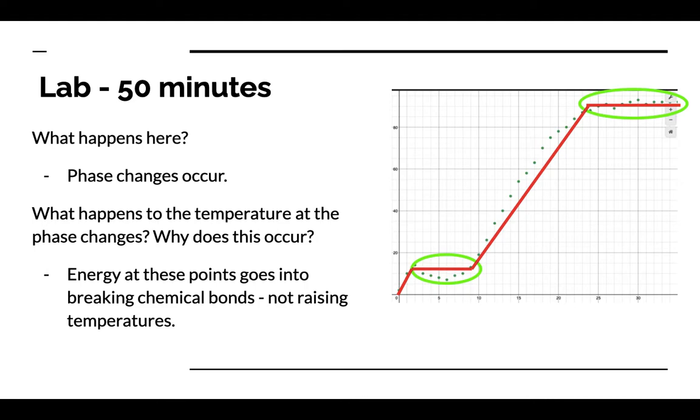So the reason why this happens, and what we're about to explore in greater detail, is that at these points, energy that's being added in the form of heat is being used to break and weaken chemical bonds instead of raising temperatures. Better said, not chemical bonds, most likely intermolecular bonds, but still the same idea. So energy at this point that's added in the form of heat is not being used to raise temperature, but instead is used to weaken intermolecular bonds and thus cause us to undergo a phase change.